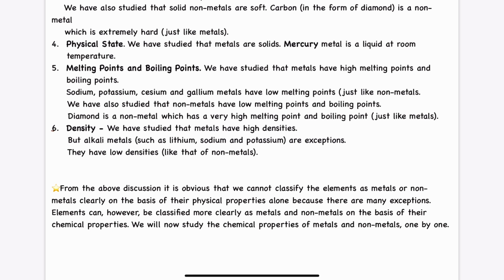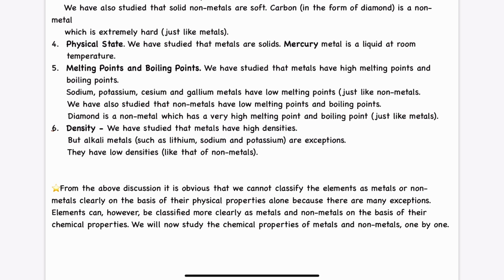So above room temperature, that is 30 degrees Celsius and 28 degrees Celsius, if you provide gallium and cesium the heat, they will melt easily. Non-metals, we discussed, have a lower melting point as compared to metals, but we also discussed that diamond, being very hard, has a very high melting point and boiling point, around 3500 degrees Celsius.